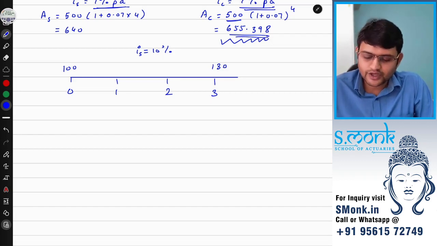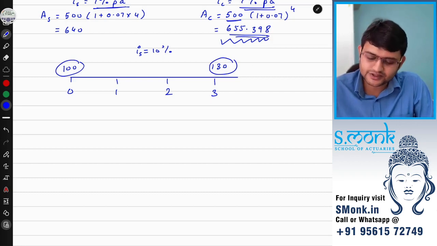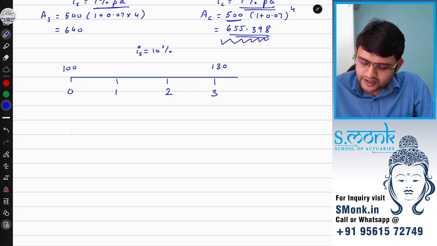Correct? So you gave me 100 rupees today. After 3 years, I will return you 130 back. That makes sense? Similarly, you gave the money to someone else.